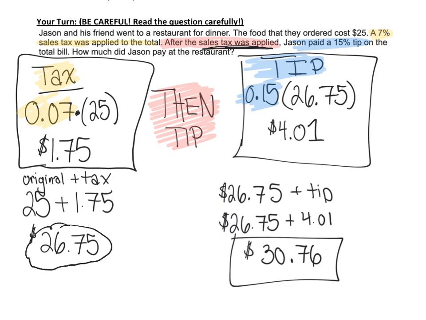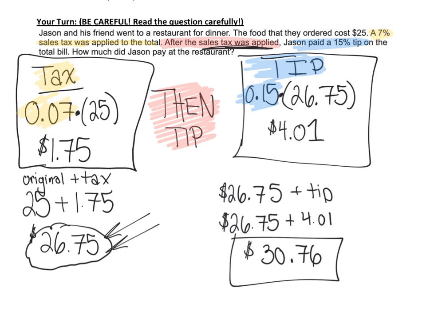But then it said after the sales tax was applied, Jason paid the tip. So after you find the tax, then you'll add that tip amount. That tip amount was 15%, which as a decimal is 0.15, multiplied by that new total after the tax. So 0.15 times $26.75 gave me $4.01. Again, remember on your calculator, round to the nearest hundredth. And then to find the total, I needed to take my new amount and add that tip. So I ended up with $30.76.